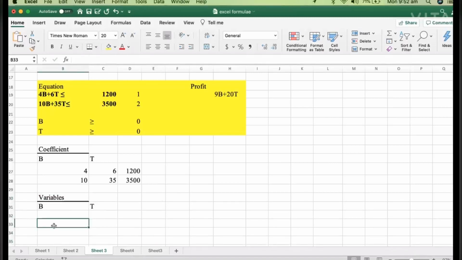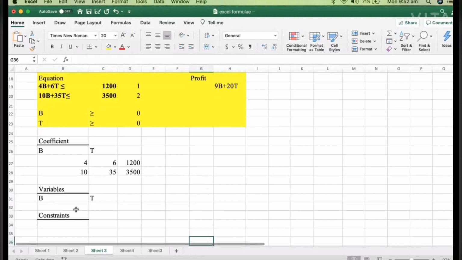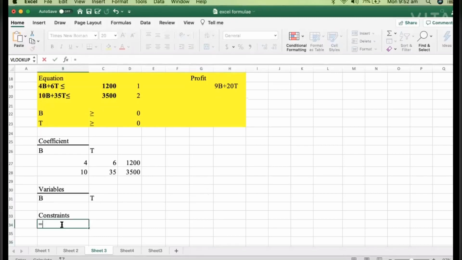Furthermore, the next thing that we focus on is constraints. We basically have 4 constraints. Constraints means my limiting factors. Like this should not be more than 1200, this should not be more than 3500, this should be at least 0, and this should be at least 0. So these are the constraints that I have to keep in mind. Okay, so here I will write them out.